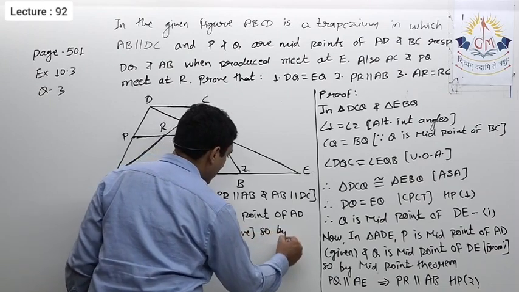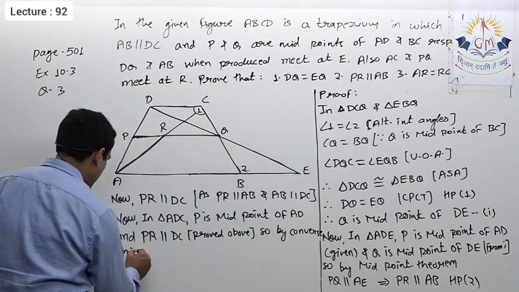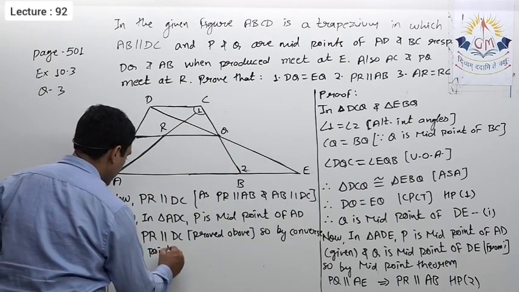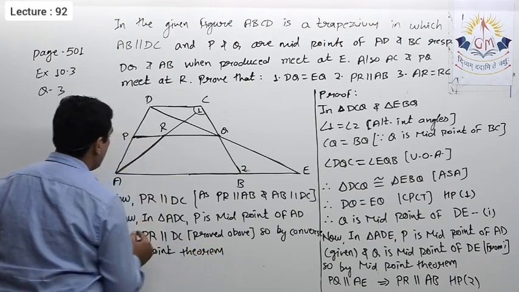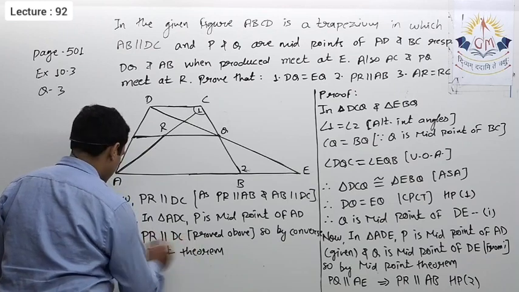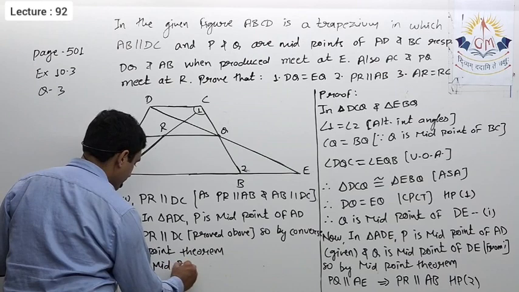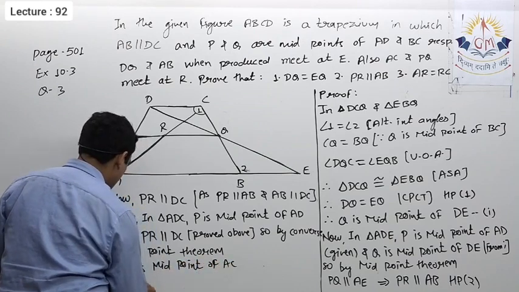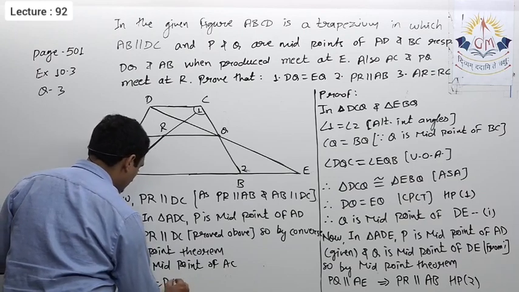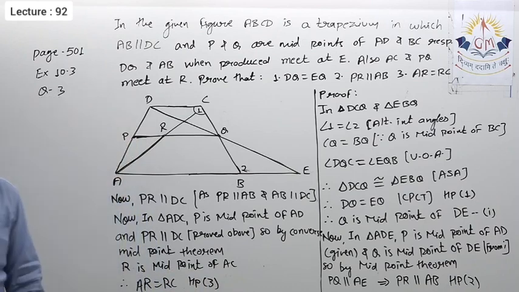So by converse midpoint theorem, I can say R is midpoint of AC. Therefore, AR is equal to RC. Hence proved third. So please note it down. Then we'll see the next question.